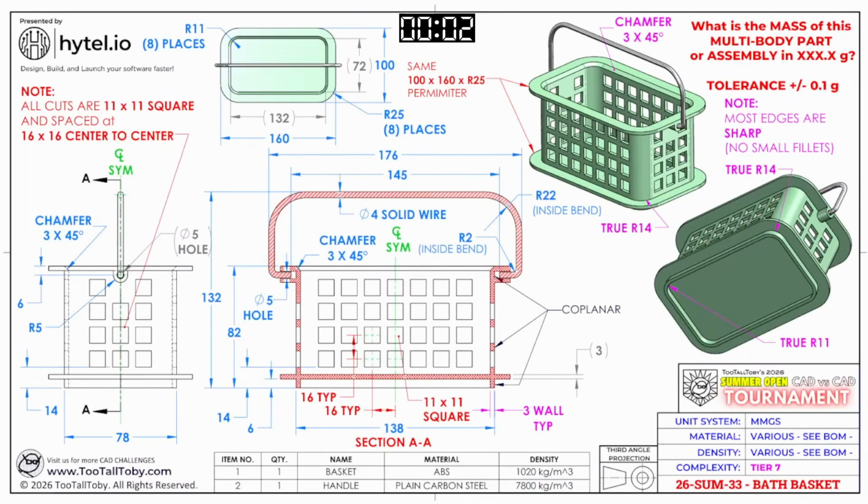Go! What is the mass of this multi-body part or assembly? In XXX.X grams, the tolerance is plus or minus 0.1 grams. And wow, we got a doozy here for these guys. So this is going to be a good challenge from both of our runners. Let's see how they approach it.